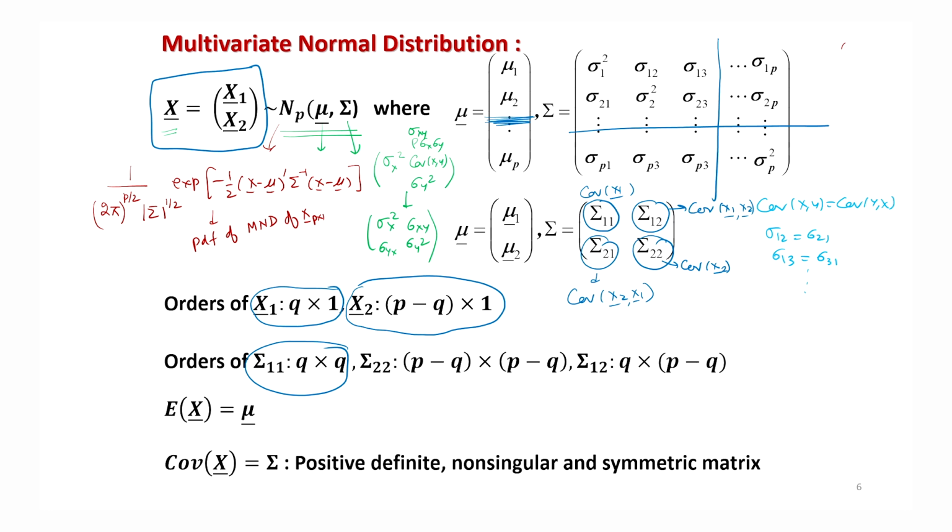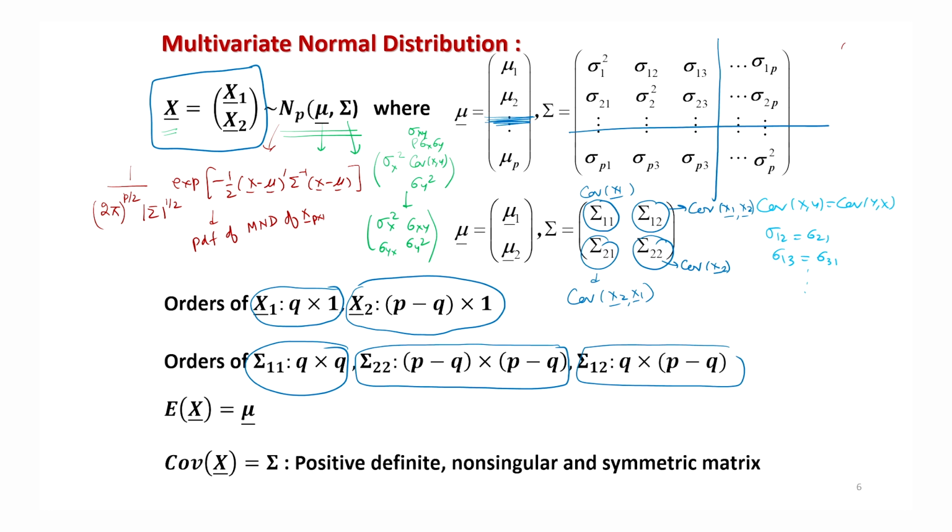Sigma 22 is based on the x2 subvector, which has p minus q elements, so the order of sigma 22 will be p minus q by p minus q. And similarly, this sigma 12 will be q by p minus q.